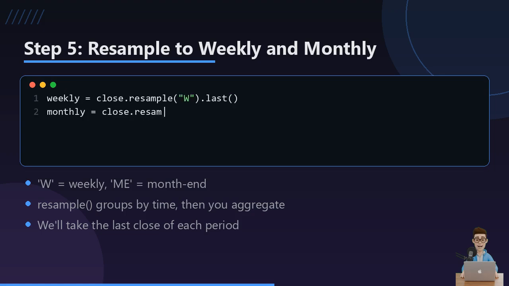Resample is like groupby, but for time. It buckets rows into weeks or months, then you tell it how to collapse each bucket. Taking the last value of each period is the standard way to downsample a price series, since it's the price the market actually closed at.